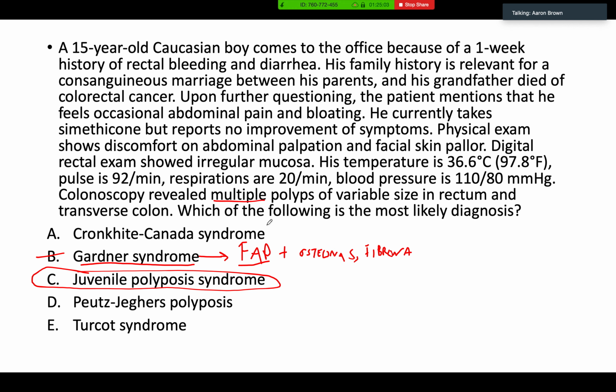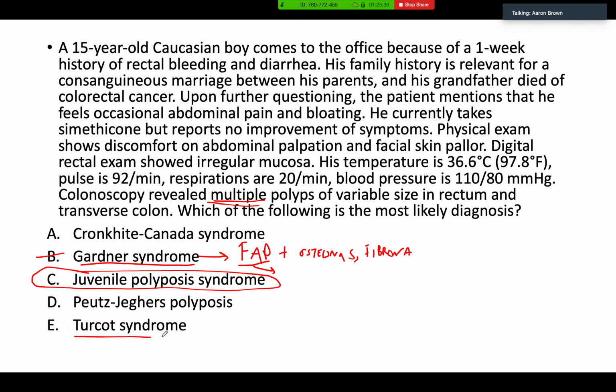Multiple to me typically means like 10, 15, maybe even 50. In FAP, the minimum is going to be 100. Okay, and so if this patient had 100 polyps, they would have made that more clear in the question stem, right? They would have used different words rather than just the word multiple. Multiple to me means some number, but under 100 for sure. Okay, versus FAP where we see hundreds to thousands of polyps. That's a lot of polyps. Okay, great. So that's Gardner syndrome.